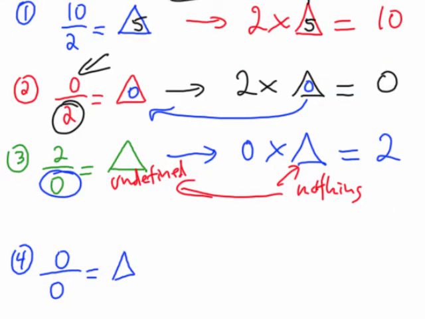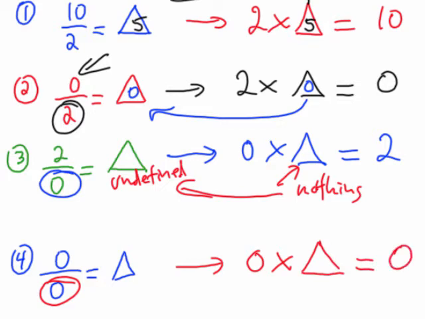Just one other variation on this. What if we had 0 divided by 0? That would mean that 0 times something would have to equal 0. Well, 0 times anything can be 0. So actually this value could be any value. And so we say, since it's not one fixed value, like most things are when we try to figure them out, that this too is undefined. So division by 0, not possible.